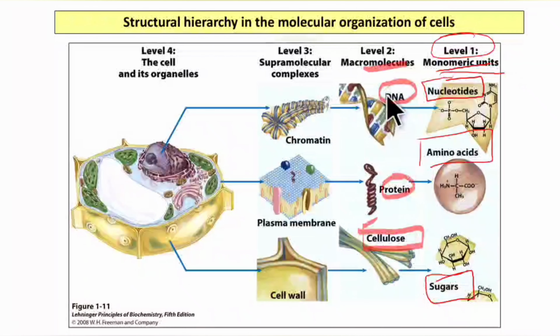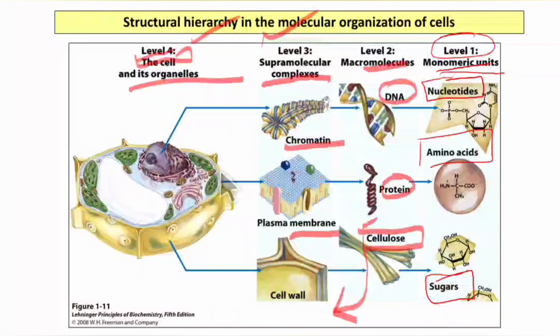Now all these second level macromolecules assemble to form supramolecular complexes. That is, DNA is assembled in the form of chromatin along with histone protein. The different proteins and lipids make up the plasma membrane, and cellulose is a component of the cell wall. So these are the supramolecular complexes, which is level 3. Now level 4: these supramolecular complexes, like chromatin, plasma membrane, the cell wall and the different organelles, make up the whole cell along with its organelles. So this is the hierarchy of the different levels of organization. This can be asked, and you can remember it easily because this is a very basic and easy concept.